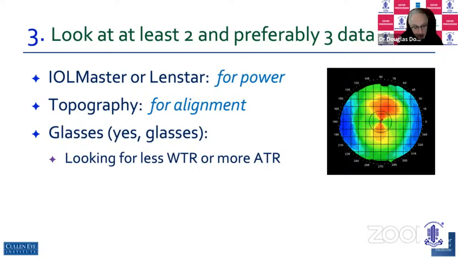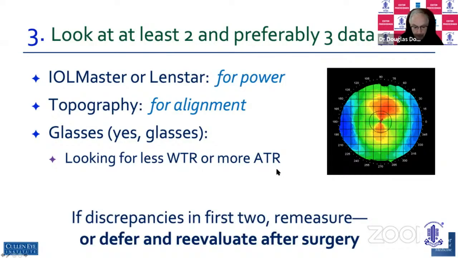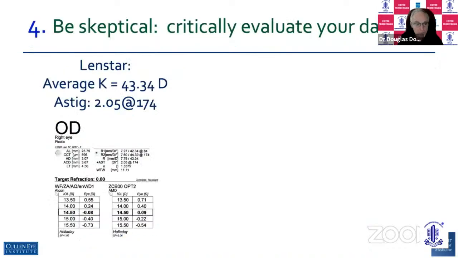And interestingly, sometimes the glasses give you clues about the patient's, perhaps it's the lens tilt, because you may see in the prescription of their glasses less with-the-rule astigmatism or more against-the-rule astigmatism, suggesting there might be some lens tilt. And whenever there are discrepancies in these measurements, I remeasure them. And if they continue to have discrepancies, then I will not correct the astigmatism at the time of surgery. I'll reevaluate with a good refraction after surgery.